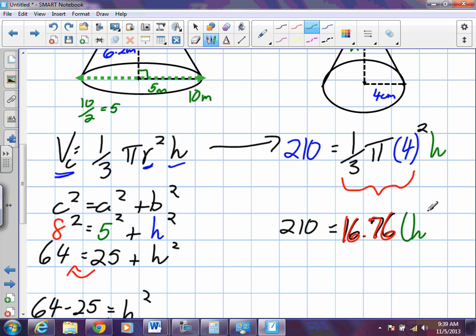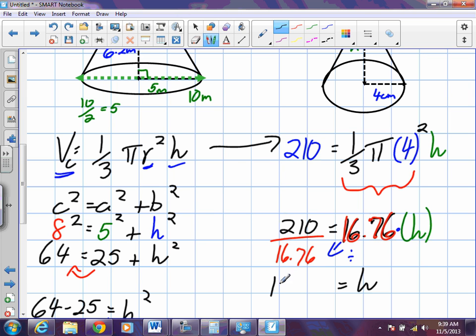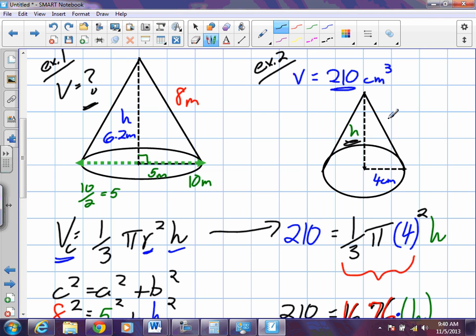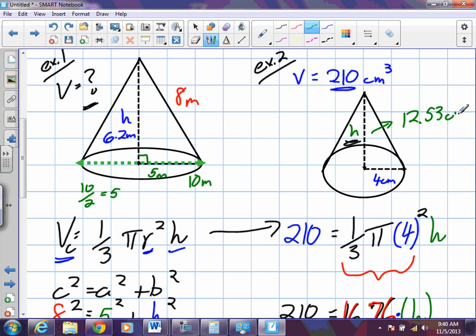And the height is still unknown. In order to isolate for height, how do I move that 16.76? Because it's multiplied by h, we have to divide it on the other side. So this will now isolate for h. h will be equal to 210 divided by that number. So 210 divided by 16.76 is 12.53. And because we're in centimeters, and it's just a measurement of length, it's not squared or cubed. The height is equal to 12.53 centimeters. So we did two examples there.